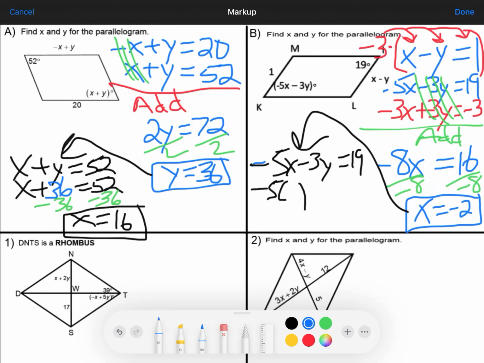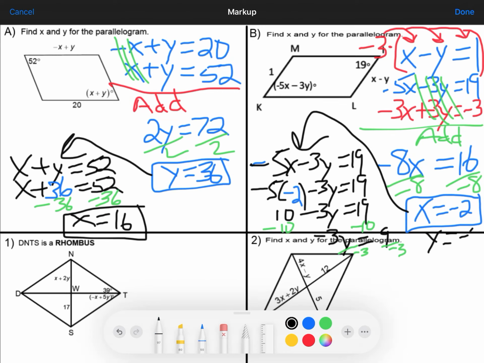The reason I'm doing this is I glanced at it and I thought this would be the easiest one to understand without negatives causing too much problem. I could be wrong. Negative 5 times negative 2 is 10. Minus 3y equals 19. Subtract the 10 from both sides. Get negative 3y equals 9. Divide by negative 3, divide by negative 3, and we get y equals negative 3.